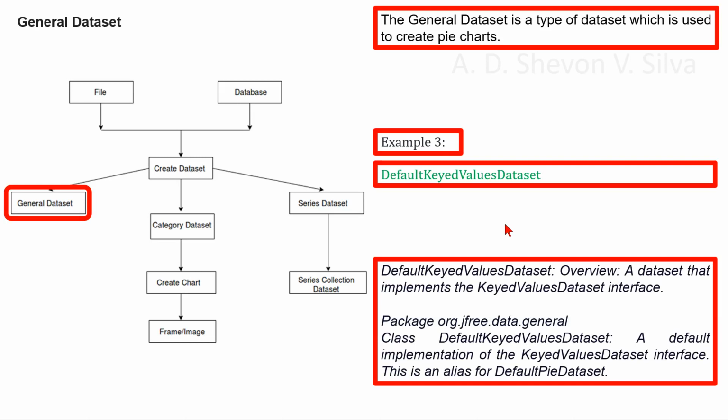Now we are considering DefaultKeyedValuesDataset. Overview of DefaultKeyedValuesDataset, a dataset that implements the KeyedValuesDataset interface. The class DefaultKeyedValuesDataset in package org.jfree.data.general, a default implementation of the KeyedValuesDataset interface. This is an alias for DefaultPieDataset.